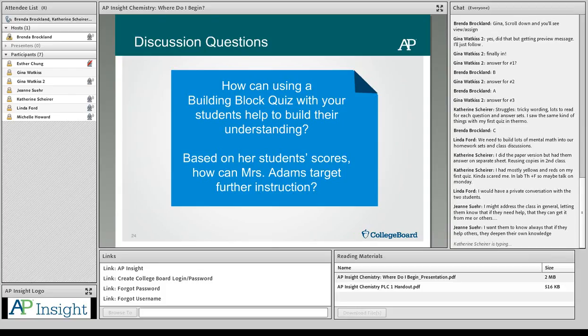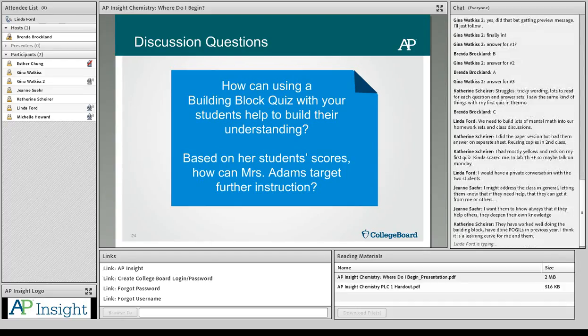And so these building block quizzes are really going to be the area that helps you, because again, it's going to help drive you a little bit. It's going to help you focus a little bit more. And that's going to help you with your instruction.